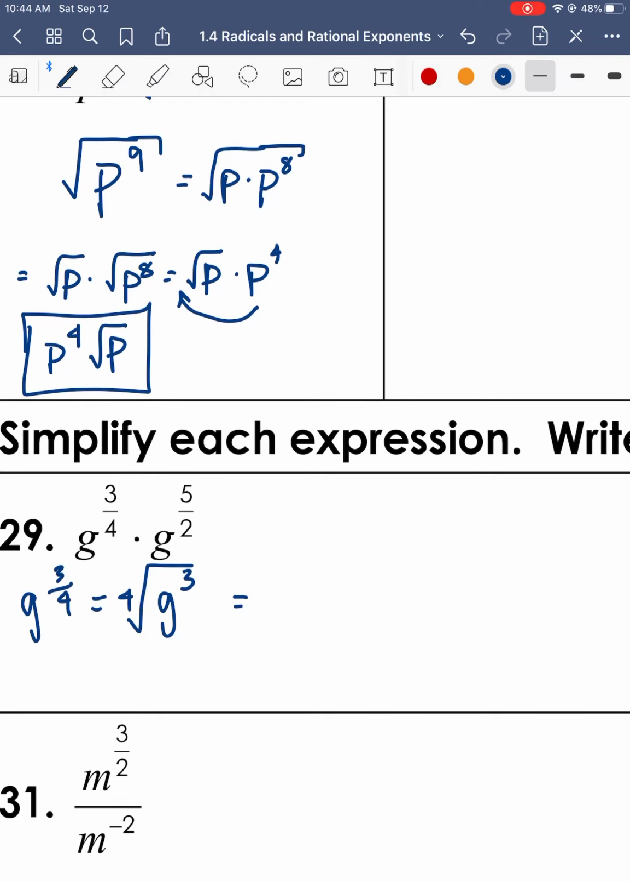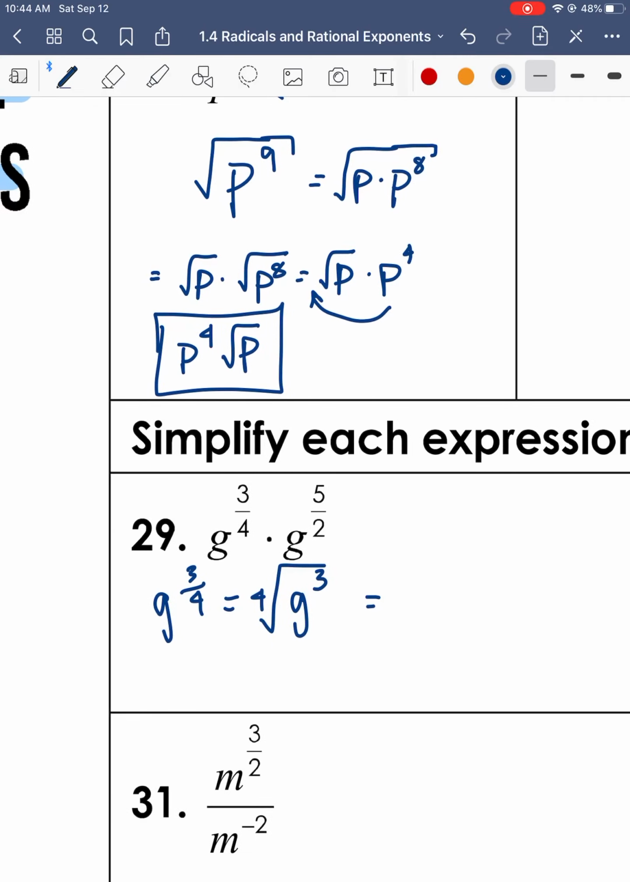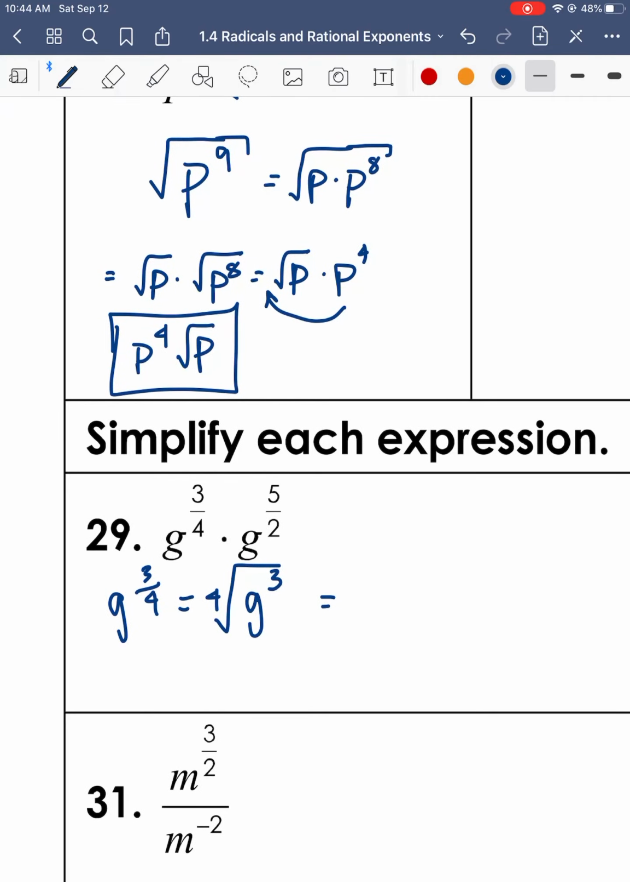Okay, and then this is equal to, hang on, I'm getting messed up here. I did this in the wrong order. Let's back up here. Okay, let's multiply these first. I can't read my own notes, sorry guys.